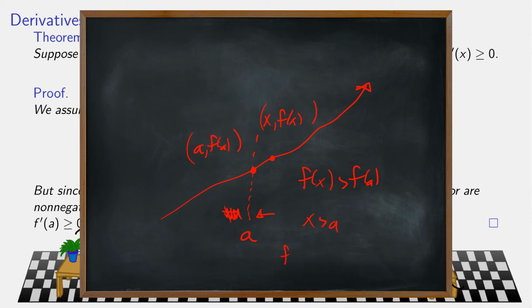Therefore, our difference quotient, f of x minus f of a over x minus a, is not negative because it's a non-negative over a non-negative. This would be bigger than or equal to zero. And then since it has a limit and the difference quotient is never negative, the limit is also never negative, but that's just f prime of a. That's really all we've done here.